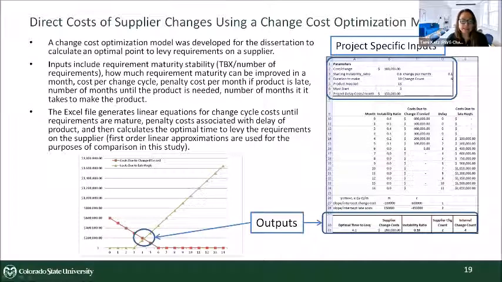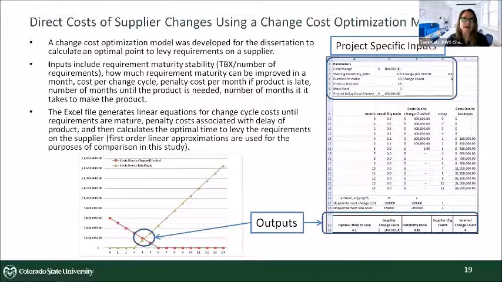So I just made it a linear function for this purpose. And I said, what's that sweet spot where you're not going to incur late penalties, but you're also not going to incur all undue changes? You just wait, mature those requirements, and then ultimately levy them. And so that's what this little optimization Excel file does. It predicts based on your instability ratio, which I show in another slide, is how many TBXs you have compared to your requirements, how much you think you can resolve those TBXs per month, how many times you'll be levying changes, and what that change cost could be.